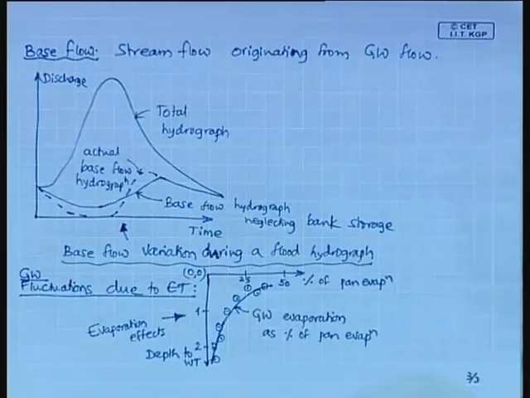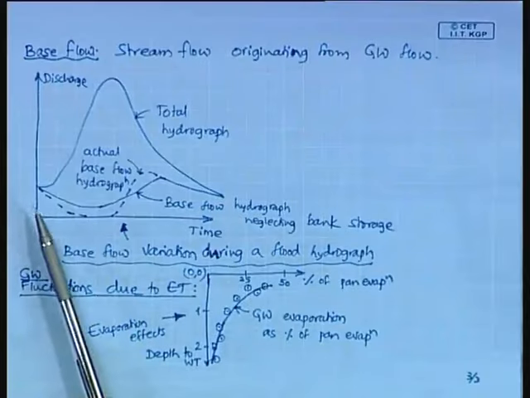And this base flow, as the name itself says, is the flow which exists in a stream due to an extended contribution of groundwater. So, obviously, the stream flow originates from the groundwater flow. So this base flow is a stream flow portion which originates from the groundwater flow.